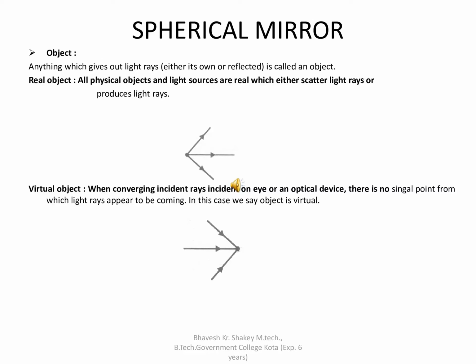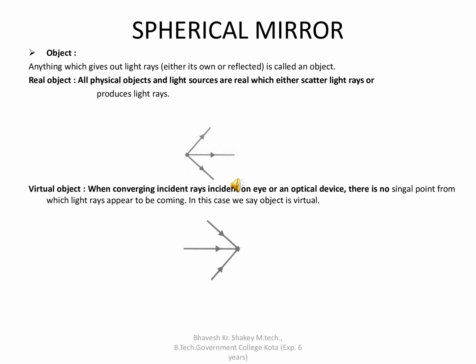Objects we then classify into two parts: real object and virtual object. So what is a real object? All physical objects and light sources are real, which either scatter light rays or produce light rays. So any source which gives out light, we consider it as a real object.